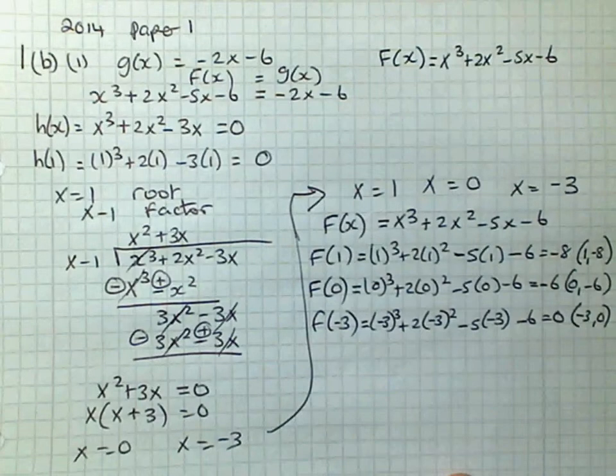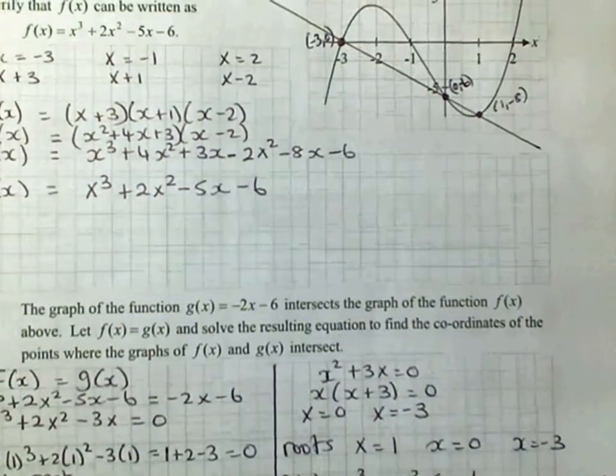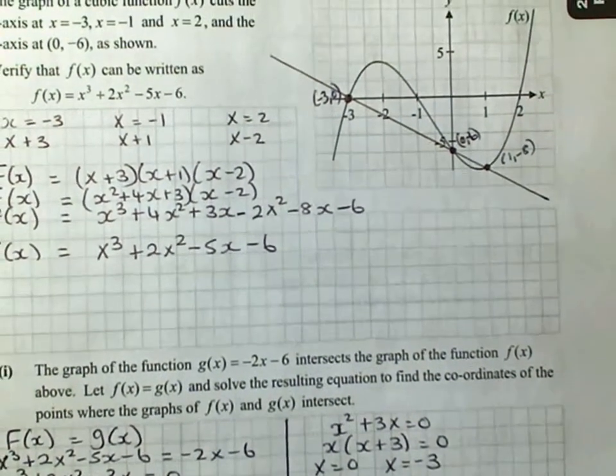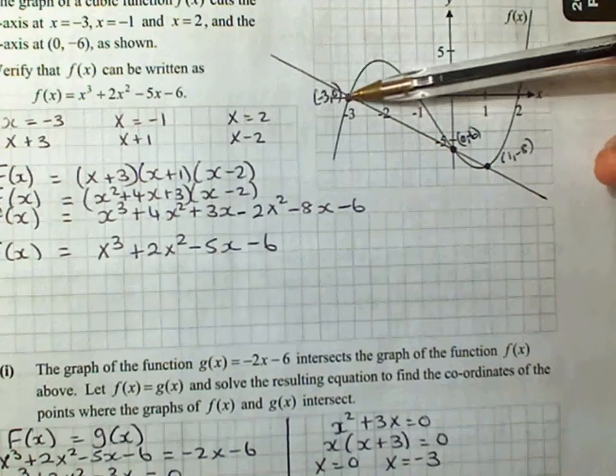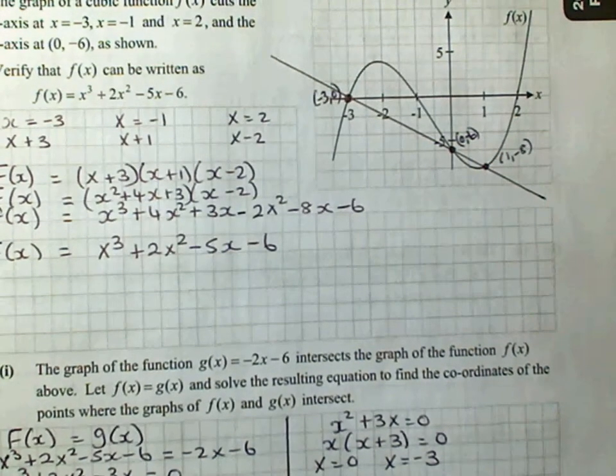And in B part 2, it just asks us to draw g of x onto the curve. And here it's shown. So all I've done is put in my points of intersection, and I know that g of x is a line, and drawn my line.